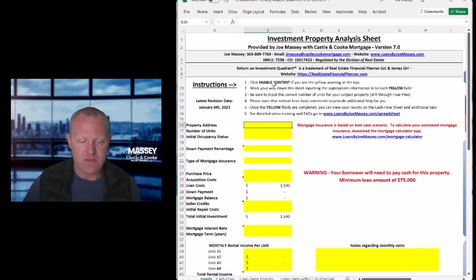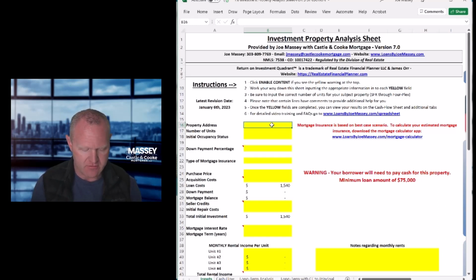So you're going to start with the instructions here. We've already enabled content, and then you're just going to simply work your way down the spreadsheet, filling out each one of these yellow fields. When you first start, there's going to be some errors because this is built in to help you make sure that you're putting in good information and not putting in information that doesn't work for a regular mortgage. So you're going to start with the property address.